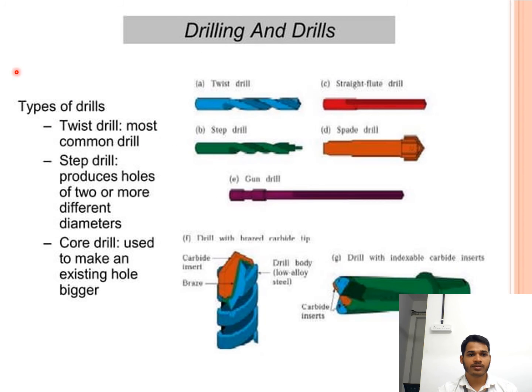And this is the drill and drilling and the types of drill, including twist drill, which we generally use. Next, step drill. A step drill is generally used to make two or more different diameter holes, and a core drill is used to make an existing hole bigger. That is when we use a core drill in the boring process.